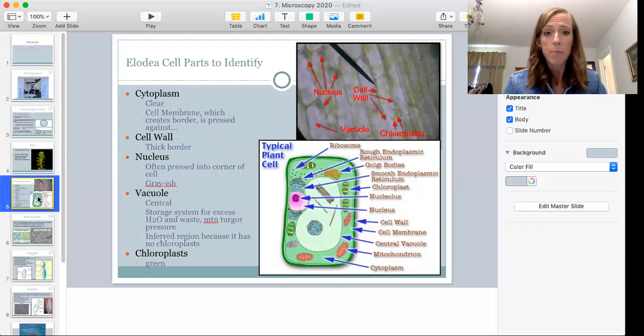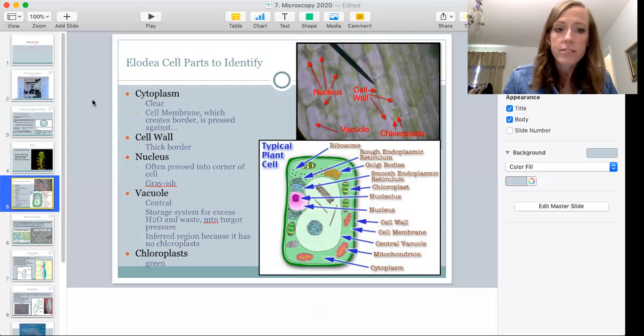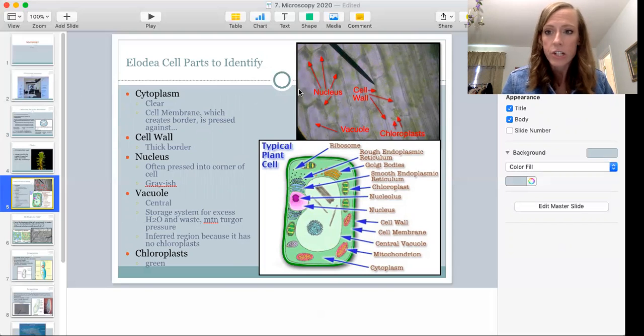And there are some anatomical terms for the Elodea cell that we would like you to be familiar with. The first is the cytoplasm, which is going to take up most of the clear internal space within the cell.